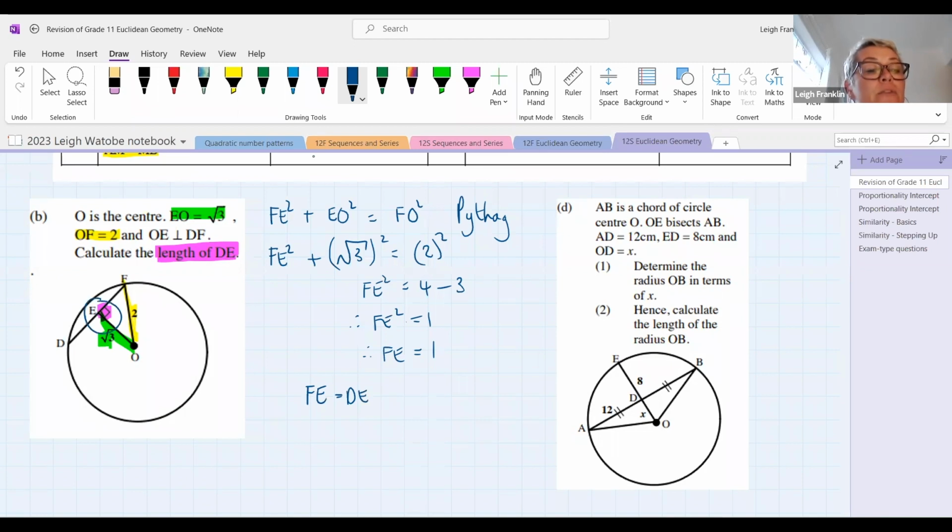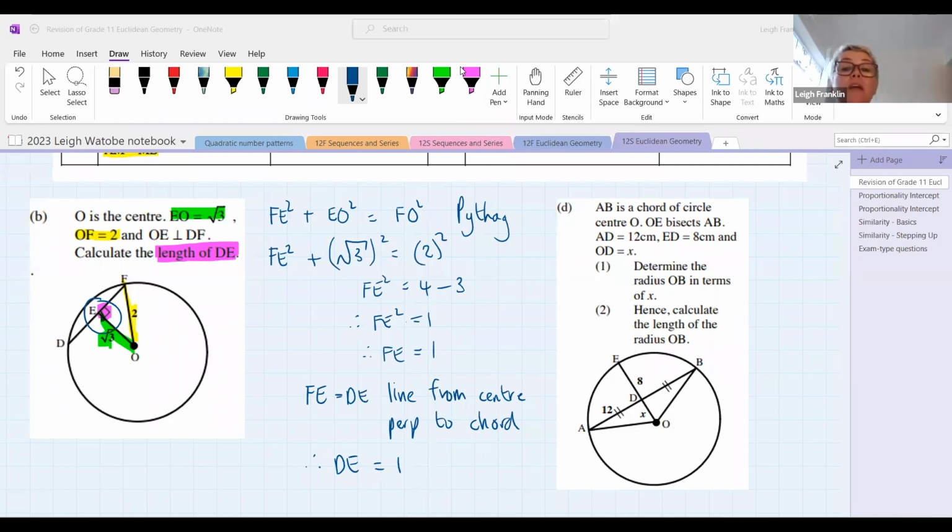Remember, we've been given the right angle over here, so we say line from center perpendicular to chord. Therefore, DE also equals 1.